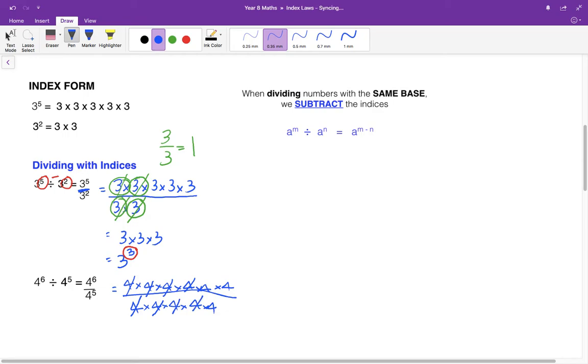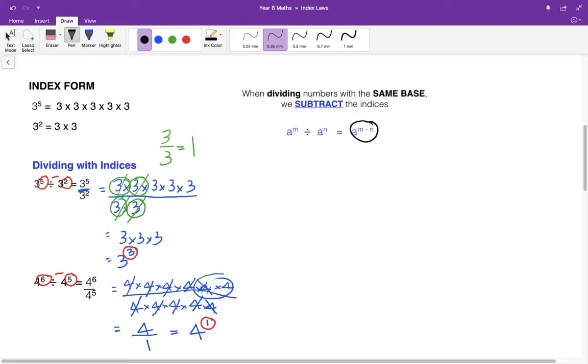And multiply by 4, divide by 4. So essentially, what we've got left is 4 times 4, I've got one more to cancel. We've got a 4 at the top and just a value of 1 at the bottom, which just leaves 4 to the power of 1. So taking a look at our indices, we've got an index of 6 and an index of 5, and we ended up with an index of 1. So that tells me that we subtracted the indices to end up with a power of 1. So is it that when we're dividing with the same base, we're actually going to subtract the indices?